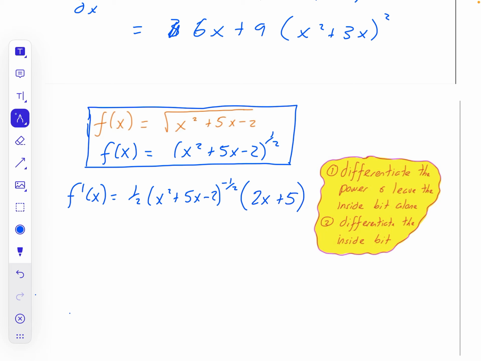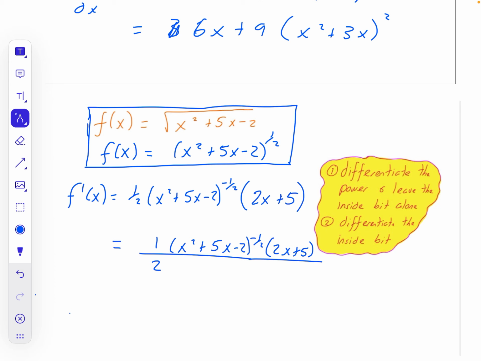Okay, we can keep going with this. Just for practice, I am going to keep going with it. All we're doing now is simplifying it. So that's it differentiated. So really what I can do is I can make this into a fraction. So it's going to be half by x squared plus 5x minus 2 to the power of minus a half by 2x plus 5. Okay, so I just put that 2 underneath the line.